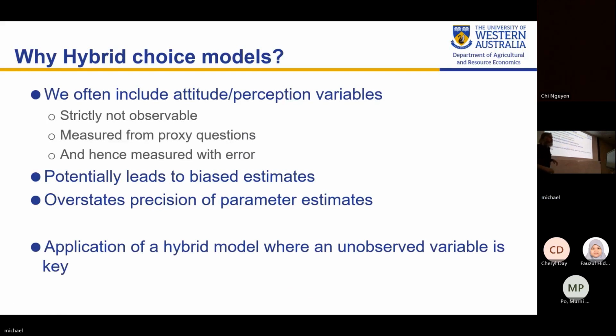where was I? So the application here is for a hybrid choice model where the unobserved variable, this proxy for attitudes or perception, is key to what we're interested in looking at. So is this an issue?